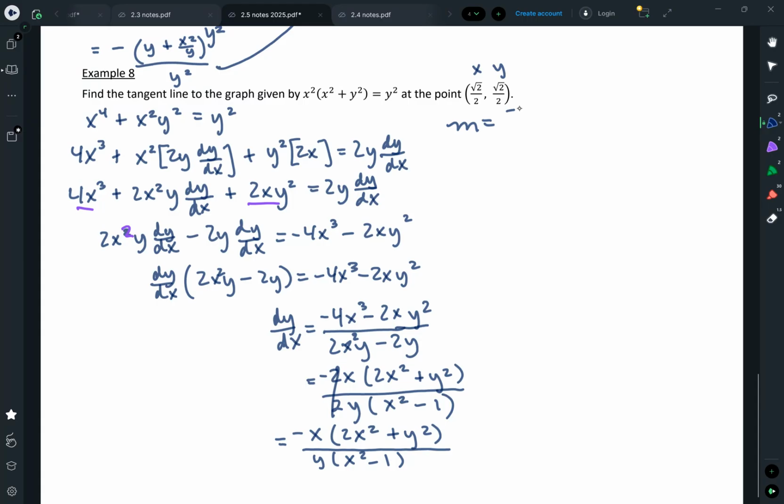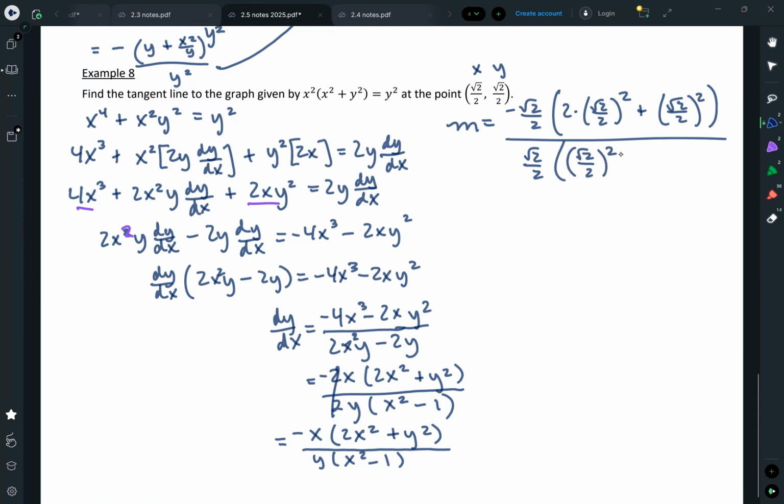So negative x, so negative root 2 over 2. And then it says 2 times x squared, so 2 times root 2 over 2 squared, plus y, which is also root 2 over 2 squared. Okay, all over in my denominator, it's nice that I'm just plugging in the same number for x and y. So root 2 over 2 times root 2 over 2 squared minus 1. All right, so I see a root 2 over 2 top and bottom. That's just gone. When I take a root 2 over 2 and square it, I'm squaring the top, which just becomes 2. I square the bottom, which just becomes 4.